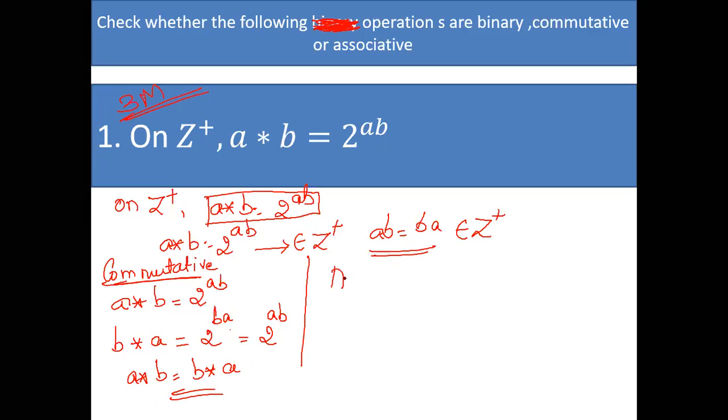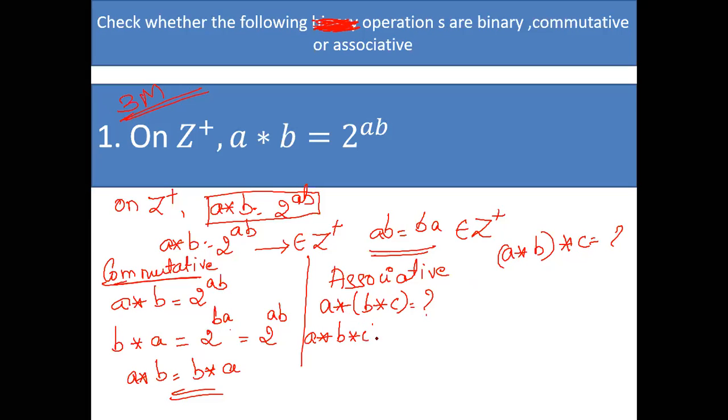Now next comes associativity. Associative property. Find out A star B star C, and then find A star B star C with the other bracketing. Check whether both the answers are true or false. How to check? Here you have to apply the BODMAS rule. First you have to go for the bracket. So first let's check A star B star C.